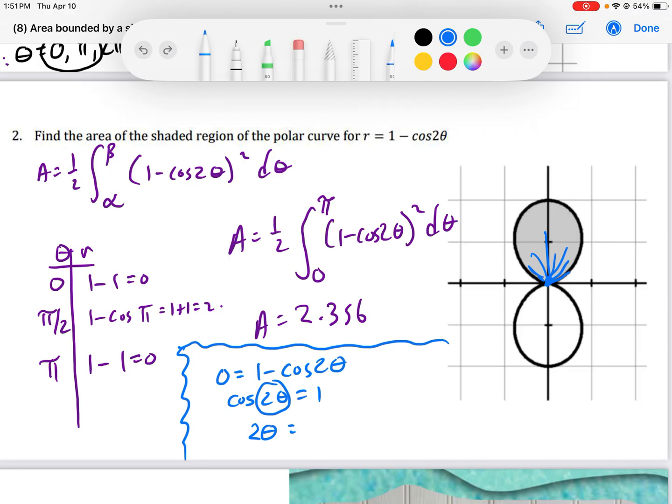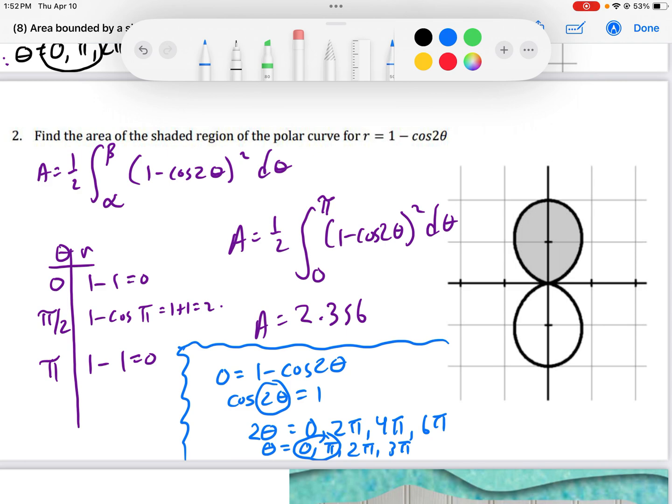Cosine is equal to 1 at 0, and it's equal to 1 at 2 pi, and at 4 pi. It's only equal to 1 on the unit circle for that first point, 1, 0. And then 6 pi, on and on. So if I divide by 2, I get theta is equal to 0, pi, 2 pi, 3 pi. So those first two are just going to be 0 to pi. It's going to be 0, then to pi, and then it'll go back and keep going. Okay, so that's the other way.